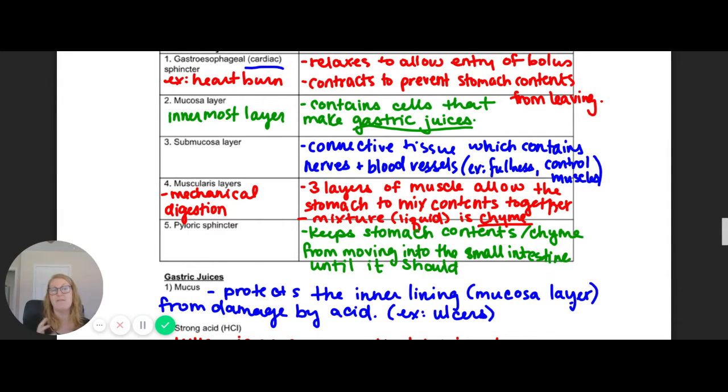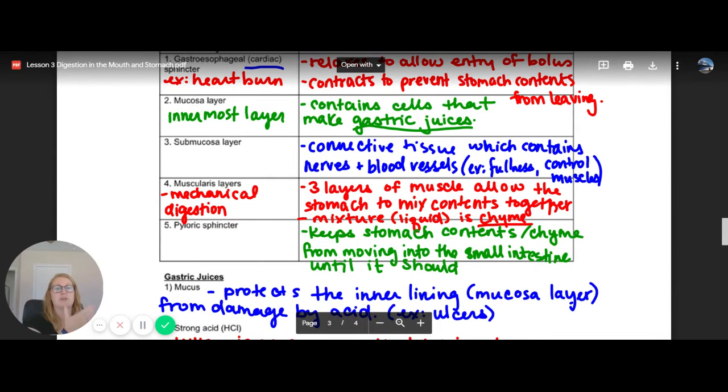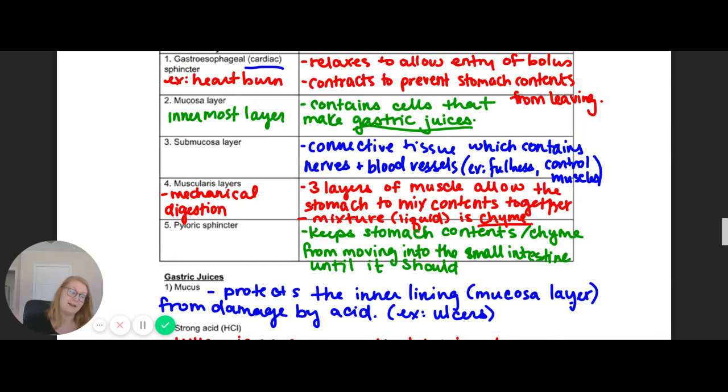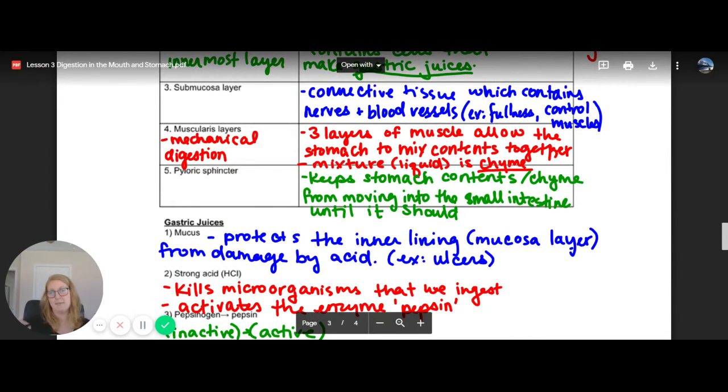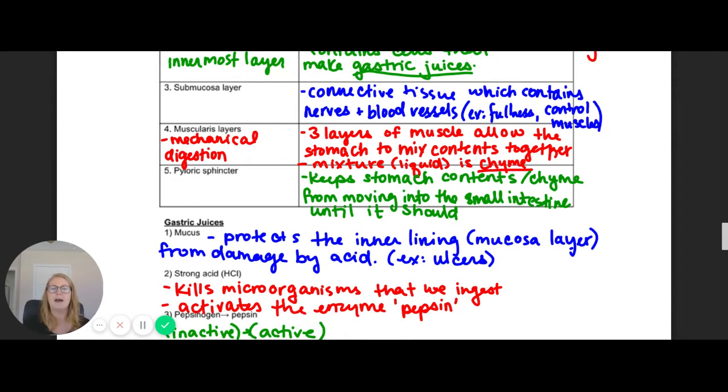And this is a very liquidy mixture. As I said, it contains that partially digested material, as well as all these liquidy gastric juices. So that's what it's going to be called as it leaves the stomach and enters into the small intestine. The last one is the pyloric sphincter, and just like the cardiac sphincter, it essentially keeps the stomach contents, which at that point is the chyme, from moving into the small intestine until it's time to do so.